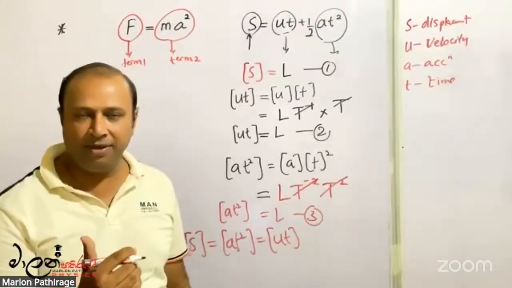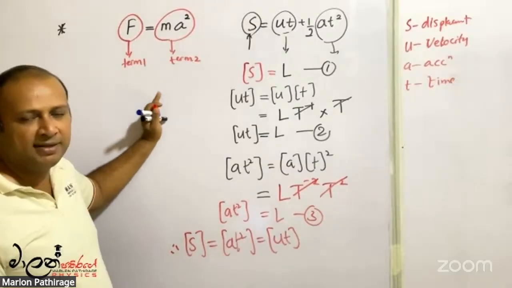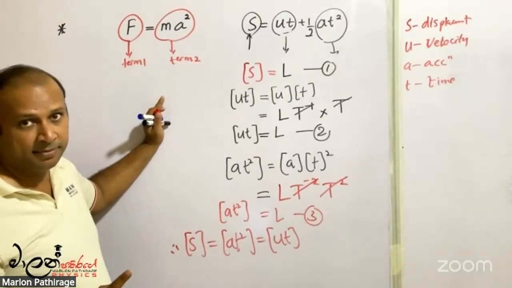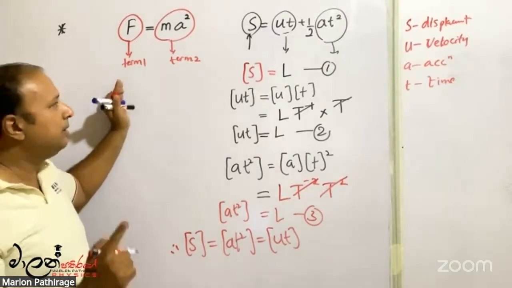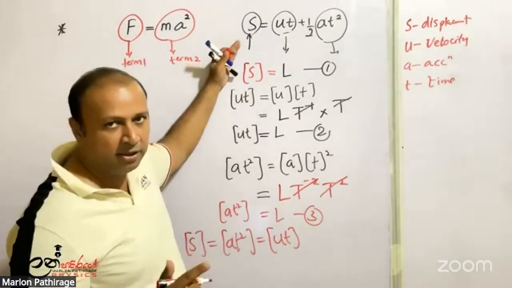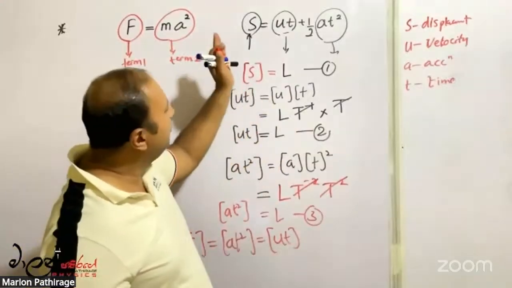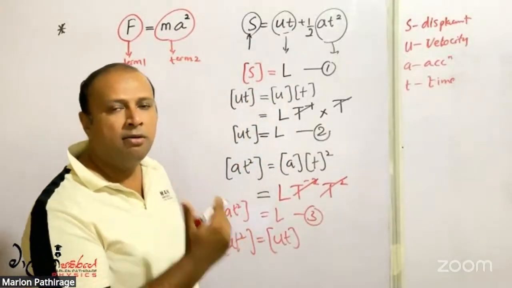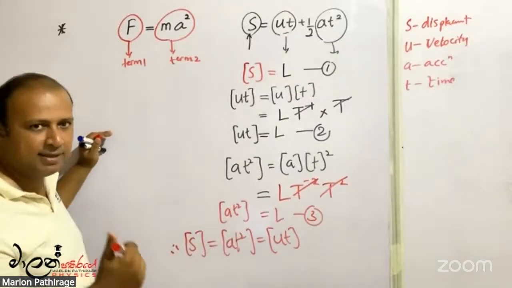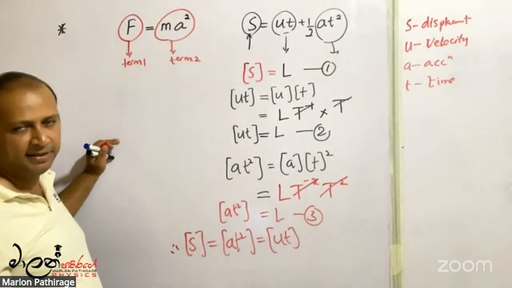Single term equation means that in both the left hand side and the right hand side, there is only one term. Here, the left hand side has only one term, and the right hand side has only one term. But here, the left hand side has one term, while the right hand side has multiple terms, two terms. Therefore, we call this kind of equation a multiple term equation. These are single term equations, with only one term on each side.